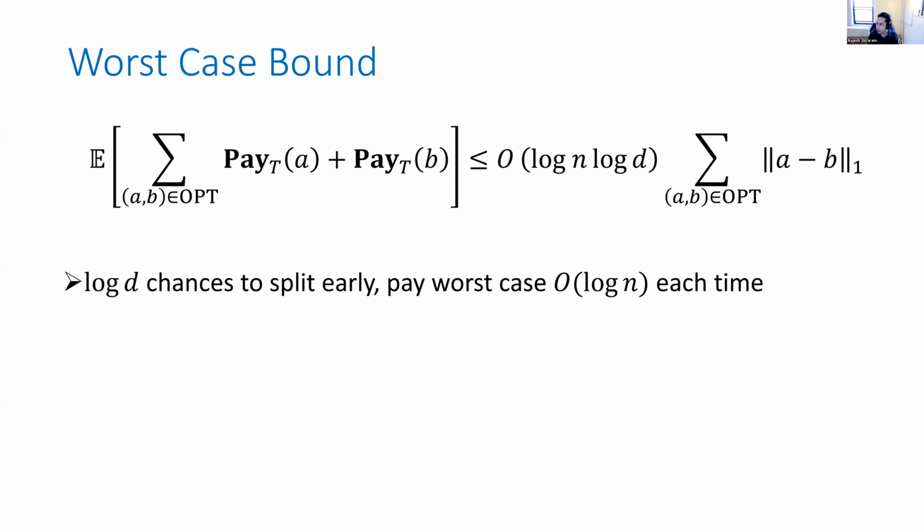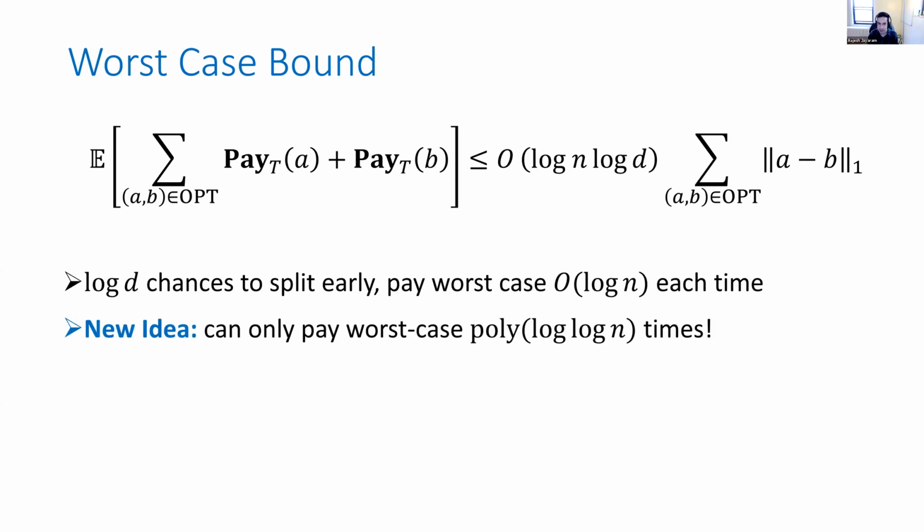So like I said earlier, the main simple new idea is that you have these log D chances to split early, and we're going to show that only on a small subset, a polylog n subset of these log D levels, can you actually pay this worst case factor. So it can't be the case that at every single level up the tree, the distance from A to the center of mass is a log n factor larger than it should be. It just can't happen. That's what we're going to show.